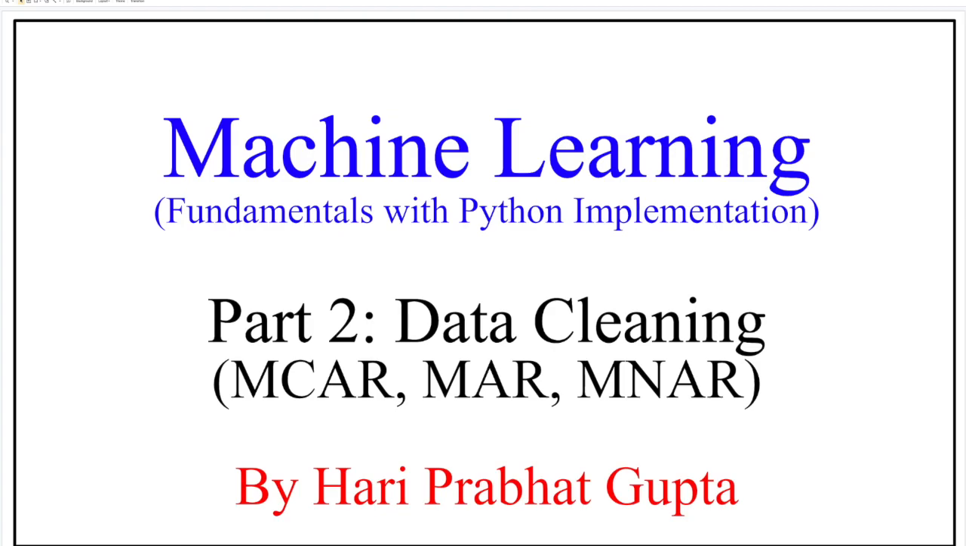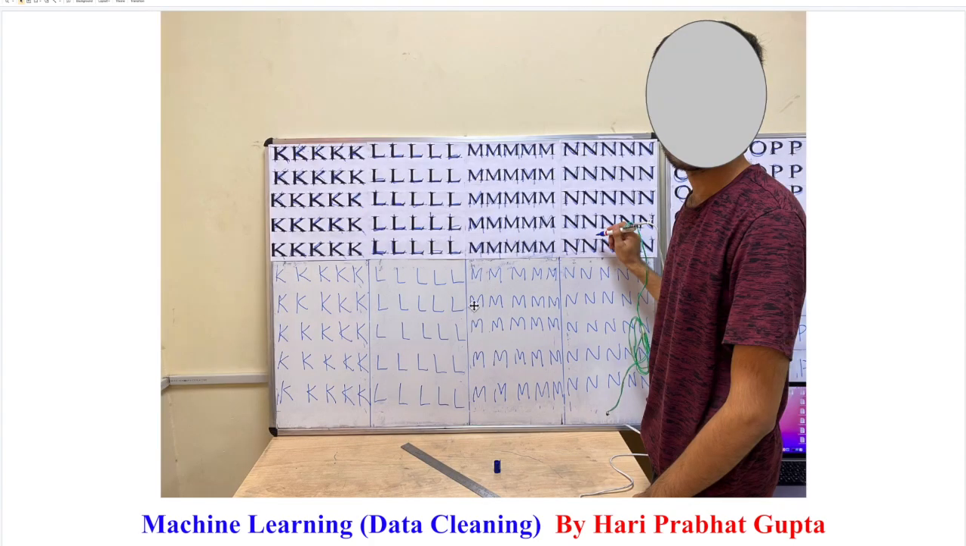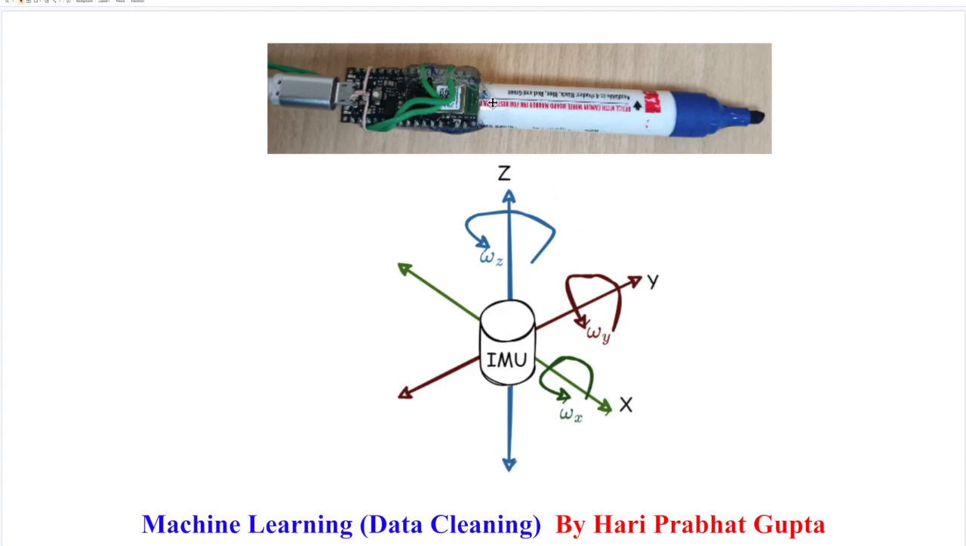So we start data cleaning. Here this is a whiteboard, and these are some capital letters K, L, M, N. The users rewrite the same character 25 times so that we can create a data set of sensory data. So here capital K they repeat 25 times, then L, M, and N, and for repetition purpose here we use a marker.